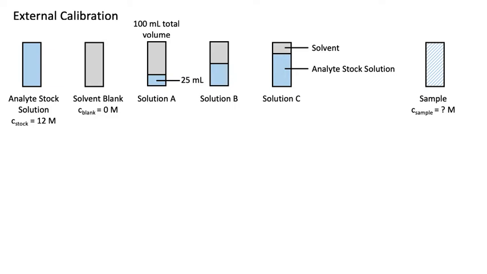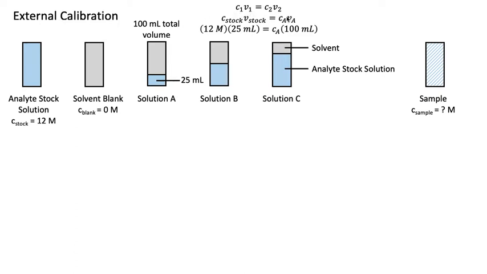So for instance, for solution A, if we have 25 mL of the stock solution in 100 milliliters total volume, such as if we were to use a 100 mL volumetric flask, now we can calculate what the concentration of solution A is. And we're going to do that using our trusty C1V1 equals C2V2 calculation.